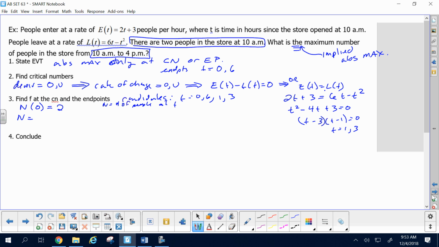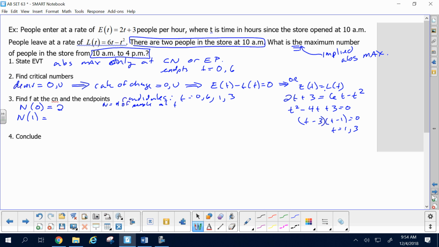to find the number of people at time, let's go to time 1 next, because that's the next candidate in order. How do we find the number of people in the store, given rates at which people enter and leave, not the number of people who have entered and left, but rates of change? How do I find a number given a rate of change? Integral, exactly. I need to take start plus added minus left, right?